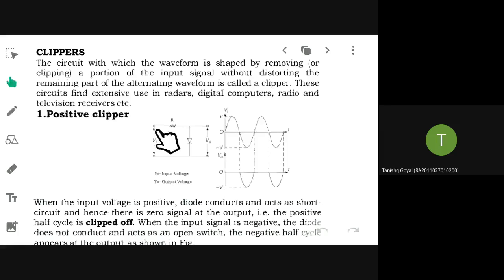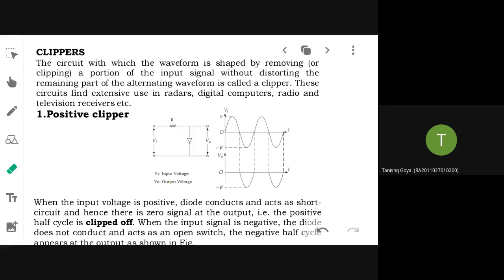You know what clipping is. Suppose I have an input sinusoidal and I want the positive portions to be clipped off, or the negative portions to be clipped off, or I want to include DC in addition to the AC. Like this, I want to reshape the waveform. All this is possible by clipping or clamping, which we are going to discuss now. That is why they are called wave shapers.